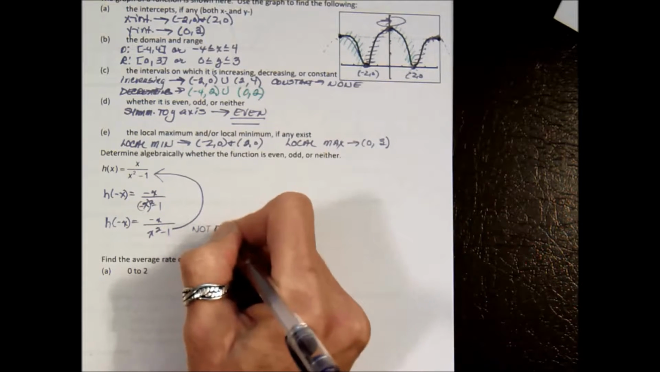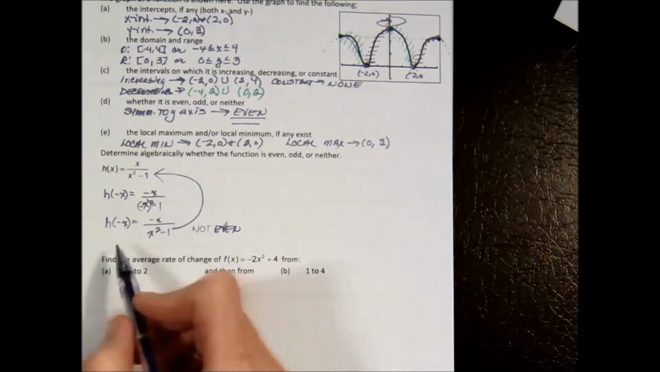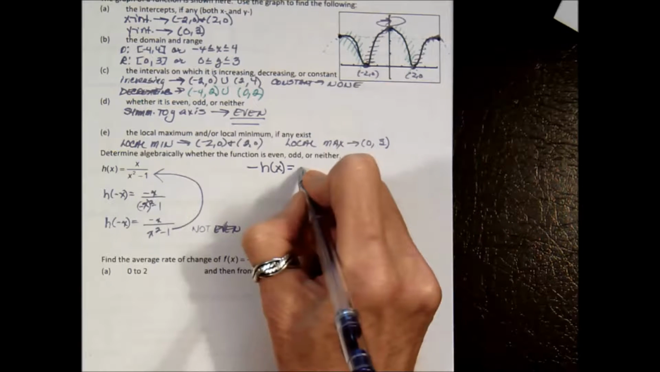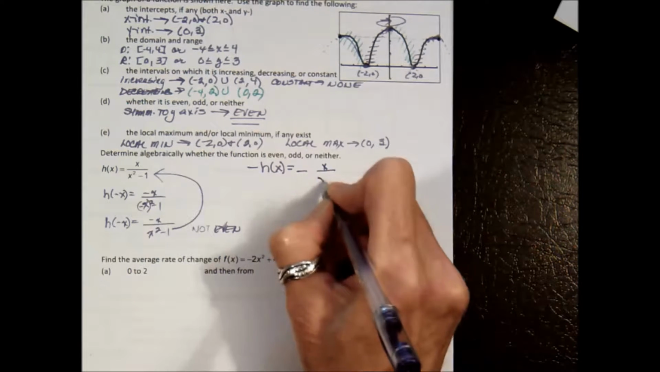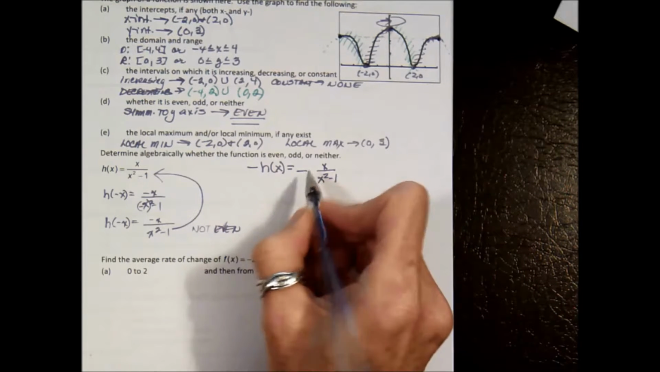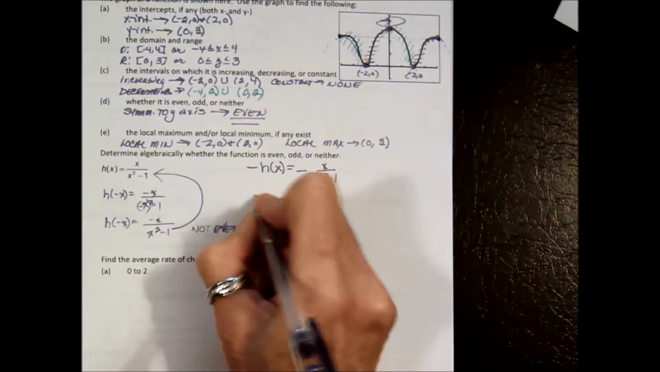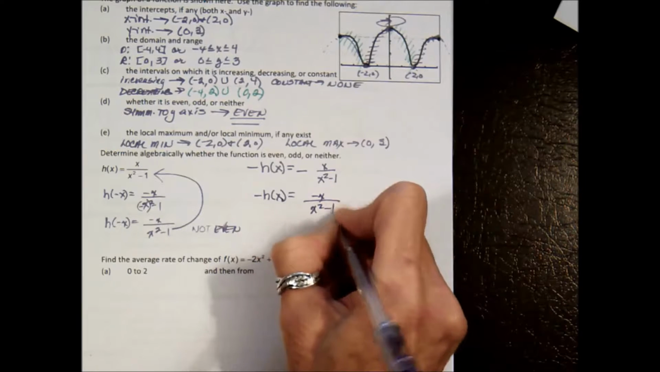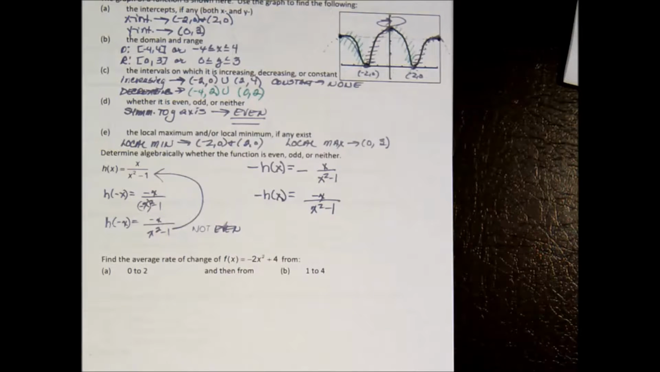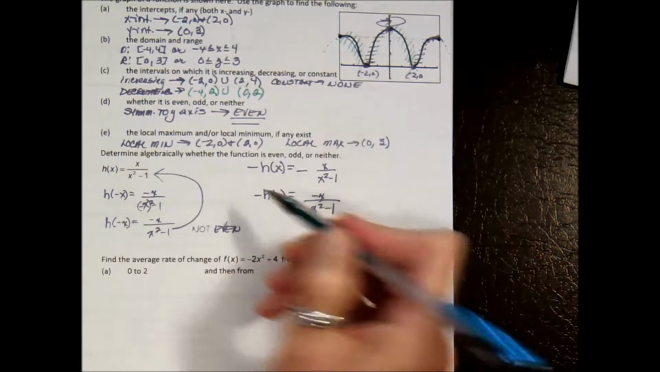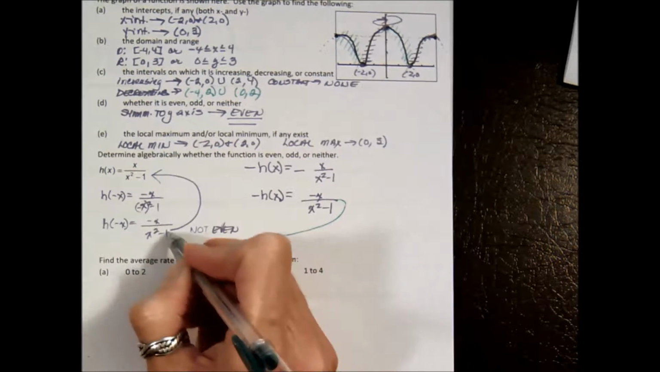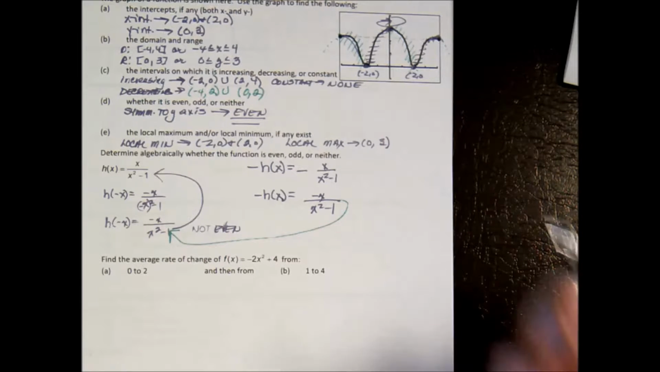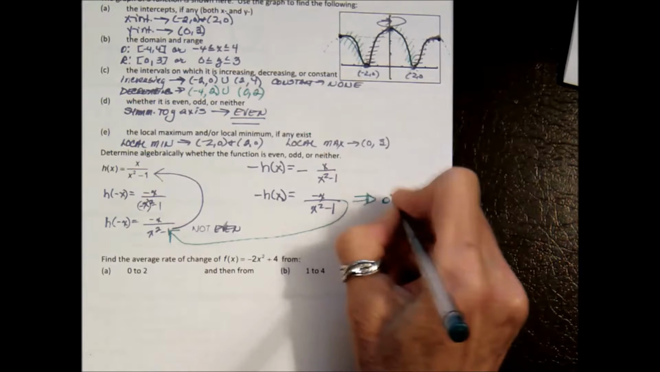Now we check to see if it is odd. So now what we check is negative h of x. So negative h of x would be a negative in front of x over x squared minus 1. I'm going to go ahead and place that negative in front in the numerator. So negative h of x would be negative x over x squared minus 1. Now this time we don't compare to our original, we compare this to what we got when we did h of negative x. And since they are the same, that means that our function is odd.